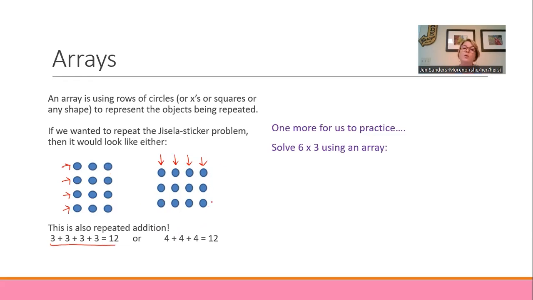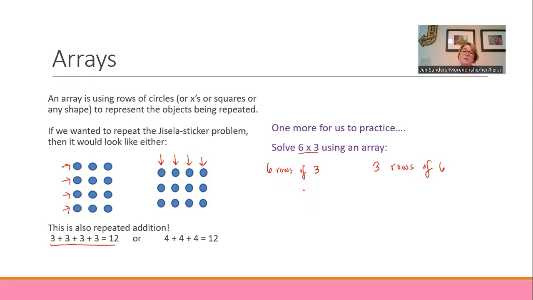Okay. So if we want to solve 6 times 3, we have the choice of doing, so let's talk about rows versus columns. So rows go across. So we could do 6 rows of 3. Or we could do 3 rows of 6. Okay. I would probably lean towards starting with the first number as the number of rows, but that's just me.